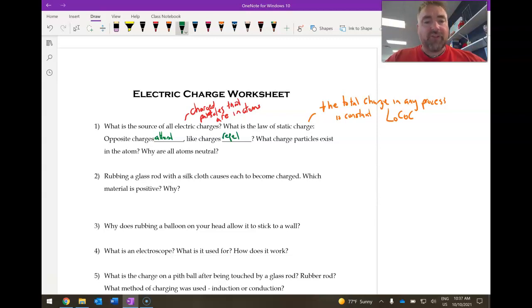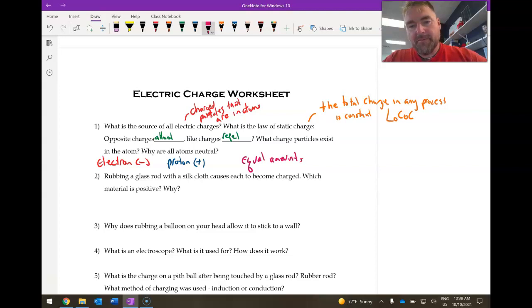And what charged particles exist in the atom? Well, we already discussed this, but that's the electron, which carries a negative charge, and the proton, which carries a positive charge. Now this next one, why are all atoms neutral? That isn't always the case, but in their base, common, lowest energy, normal state, atoms are neutral because they have equal amounts of electrons, which I'll write as e-, and protons, p+.